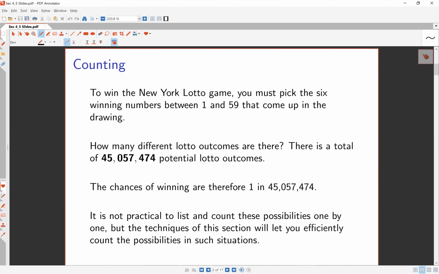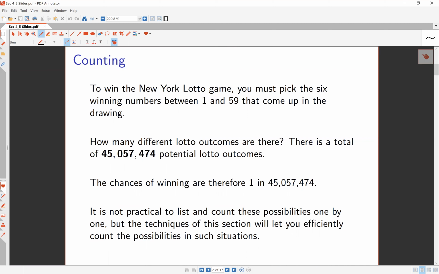For example, the New York Lotto game is a lottery that consists of you picking 6 numbers ranging from 1 through 59. And you win the lottery if your 6 numbers come up in the drawing. And so you may want to know, well, how many possible outcomes are there? Let's say you just want to be the eager beaver and you want to buy every possible lottery ticket combination. How many lottery tickets would you have to buy?